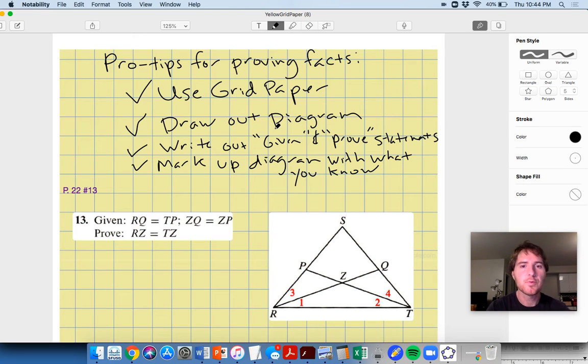All right, hey guys, I'm gonna do one problem from your homework tonight. This one comes kind of late in the problem set. It's page 22, number 13. Now, you're gonna be dealing with this diagram in about 3 or 4 proofs, I believe. So they just show you the diagram once.